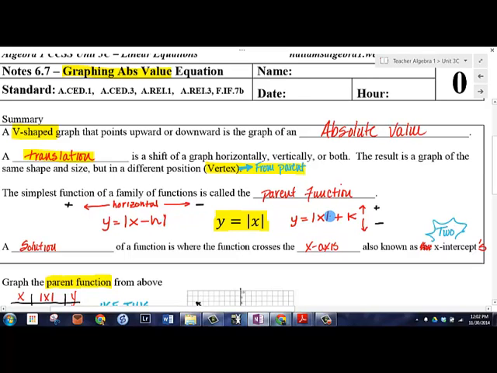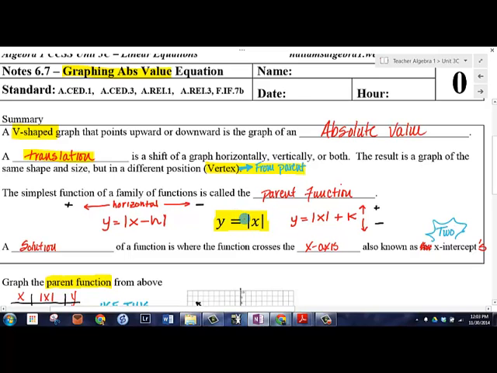On the outside of the absolute value, we can also add or subtract a number. We'll call that k. And k then works as we expect it to. Positive values go up, negative values go down. Now, this gives us the ability to move it left, right, up, or down. So we can translate this base parent function left, right, up or down now.